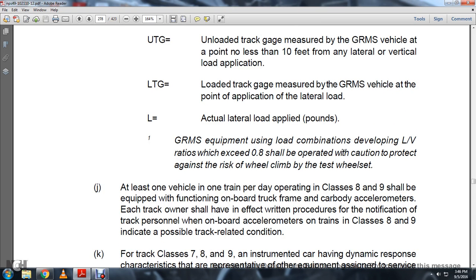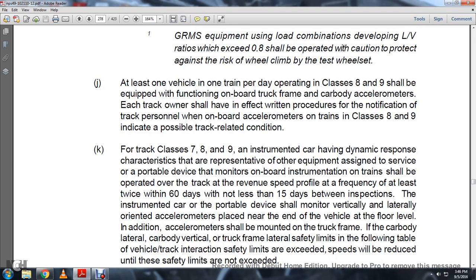At least one vehicle, one train per day operating in Class 8 and 9, shall be equipped with a functioning onboard truck frame or car body accelerometer. The track owner shall have a written procedure for notification of the track personnel of onboard accelerometers on trains in Class 8 through 9 indicating possible track related conditions. For classes 7, 8, and 9, the instrumented car having dynamic response characteristics, or other equipment assigned to the service, or portable devices monitoring onboard instruments of the train, shall be operated over the track at revenue speed at least twice in 60 days, with not less than 15 days between the inspections.